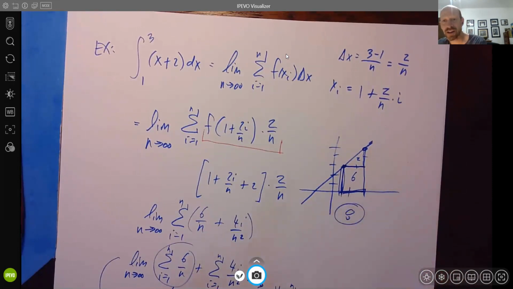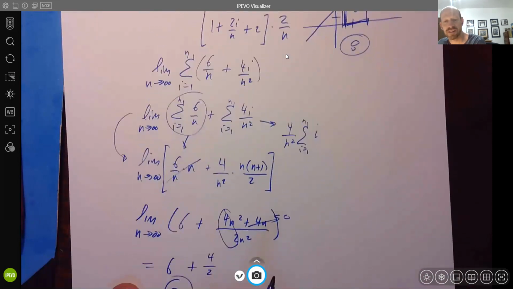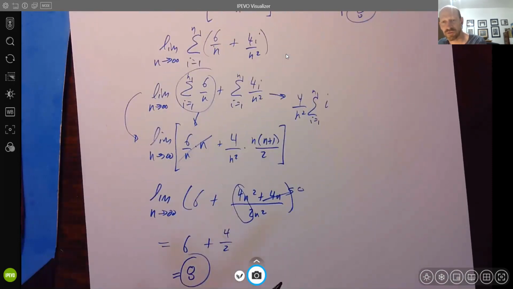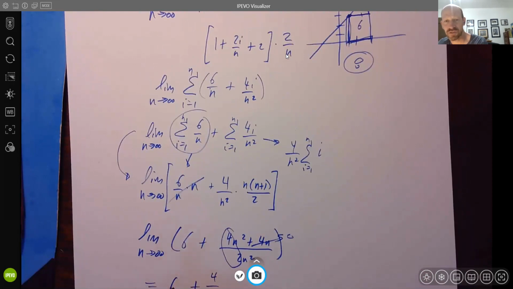Certainly easier in this case to use geometry because it's a straight line. But as soon as you get a curve like x squared, geometry is of little to no help. Yet this method is still effective. It will still give you the actual value. And the mechanics of this are, I think, pretty startling.